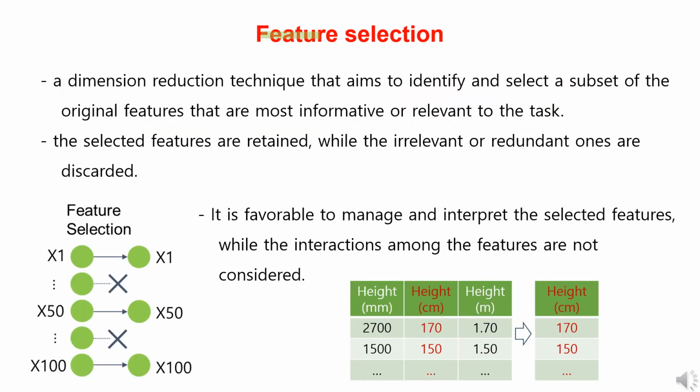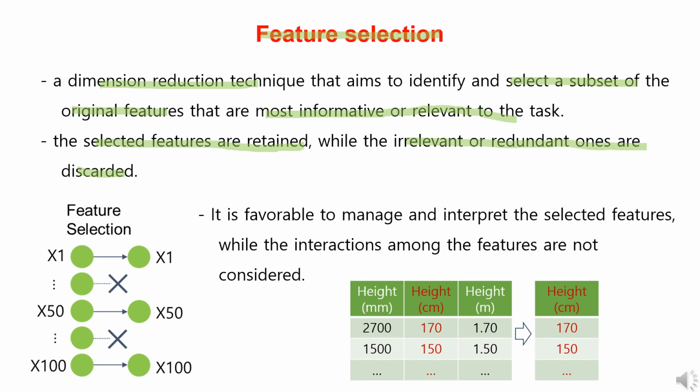Feature selection is a dimension reduction method where only the most relevant features for a given task are selected from the original high-dimensional data. In other words, unnecessary features are removed, and only the features that well represent the characteristics of the data are retained.